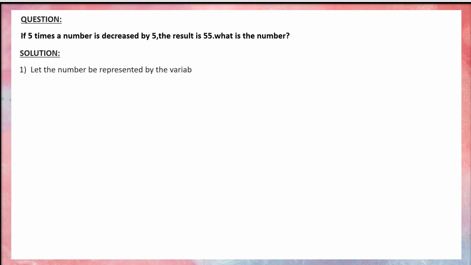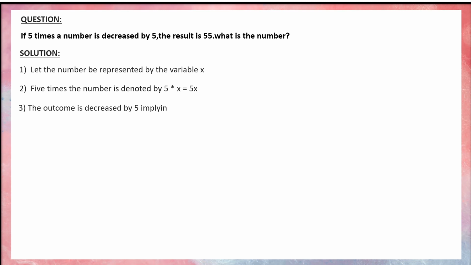So since we don't know what the number is, we will assign a variable to this particular number. So we'll say let the number be represented by the variable x, and we are saying 5 times the number. That can be represented or denoted by 5 times x, which is equals to 5x. Since the outcome is going to be decreased by 5, what this implies is 5x minus 5.